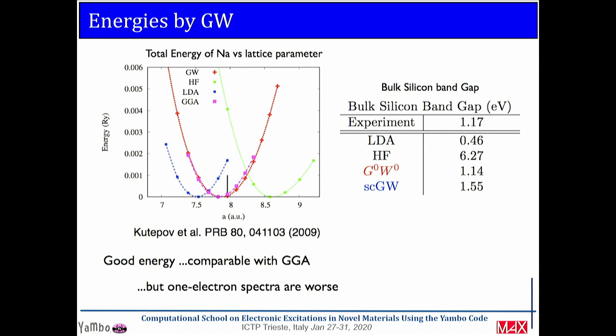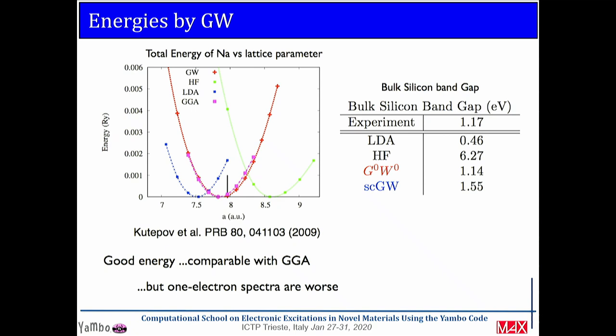very briefly, there are works that also calculate lattice parameters, for instance. Here we can see that lattice parameters in GW are quite good. This is self-consistent GW. Quite good means that it's not better than GGA anyway, but we know that GGA is the workhorse for this kind of calculation. So we have good energy here, but on the same footing, when you calculate the electronic properties, the electronic spectrum, we can see that the self-consistent GW is worse than the simple G0W0 approximation.